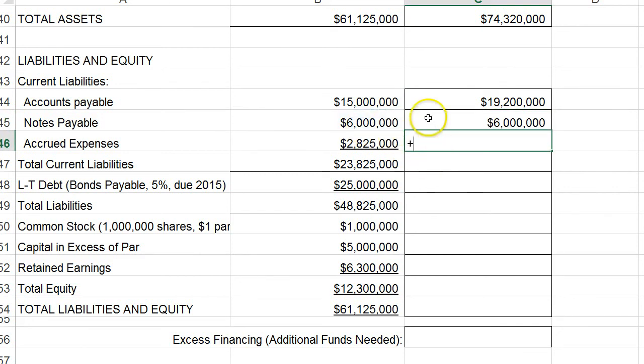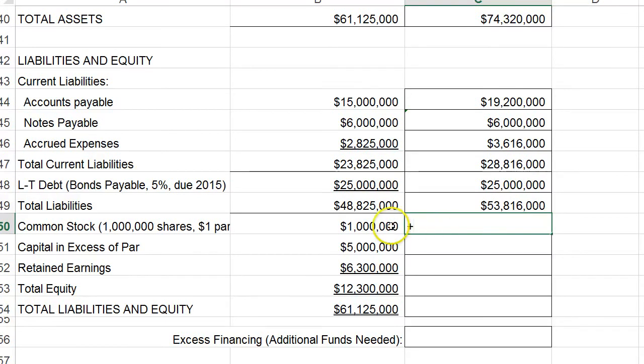Accrued expenses will grow by 28%. So our total liabilities. Bonds payable will remain the same. So if we calculate our total liabilities, my long-term and short-term debt together, I get 53 million.